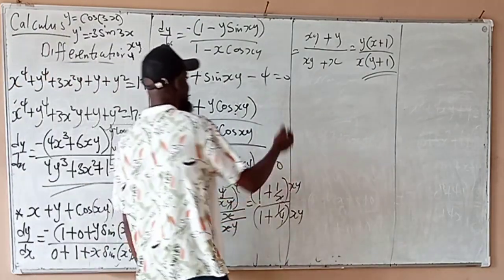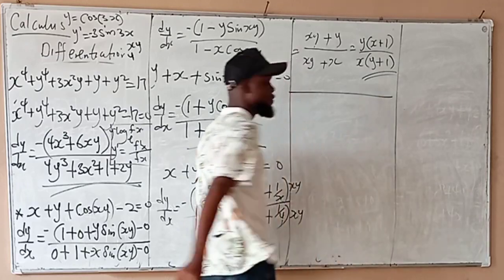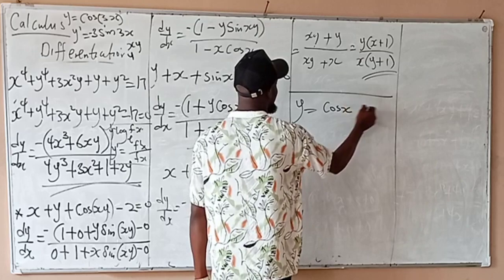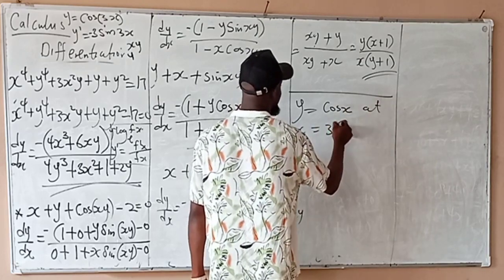So also, let's find the gradient of the function. Find the gradient of the function y is equal to cos x at x equal to 30 degrees.